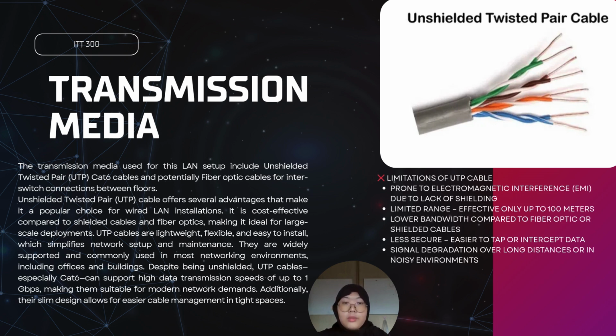Next, I will talk about the limitations of UTP cable. First, it is prone to electromagnetic interference (EMI) due to the lack of shielding, limited range, effective only up to 100 meters, lower bandwidth compared to fiber optic or shielded cables, and less secure, easier to tap or intercept data, and lastly, signal degradation over long distance or in noisy environments.